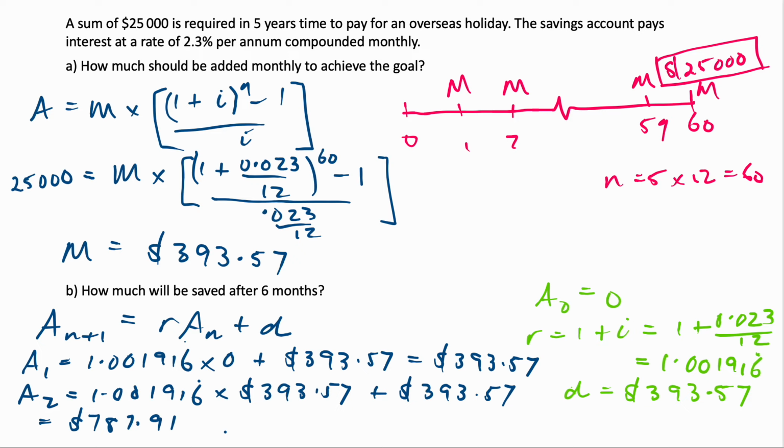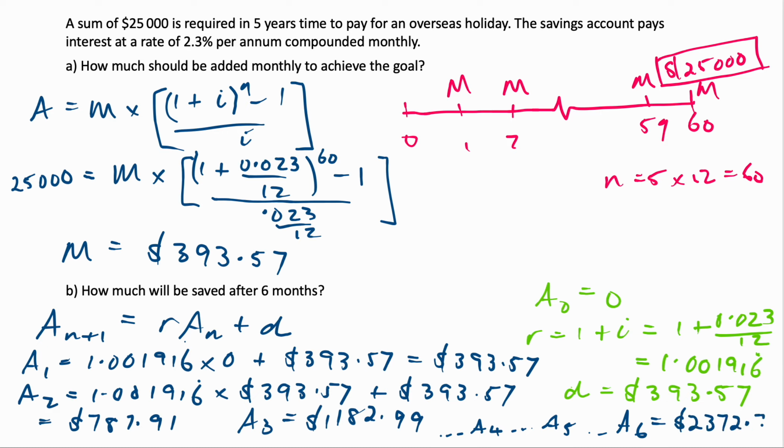So that comes to $787.91. Now, if you keep doing this, remember to set your calculator up so that you can do a repetitive calculation without having to retype everything for every calculation. We're going to get A3 is $1,182.99. We'd keep going, we'd get A4, A5, and then our A6 is the one we want. If we keep processing that recursive formula, we're going to end up with $2,372.78.